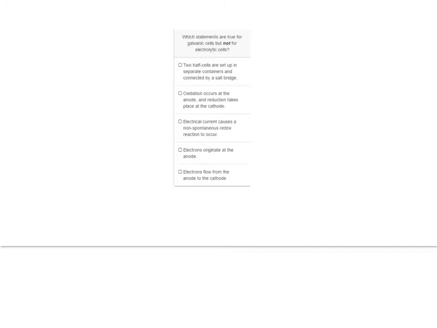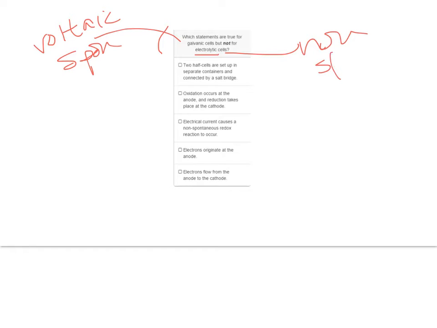This question is comparing galvanic cells to electrolytic cells. Galvanic cells, also called voltaic cells, are spontaneous cells. So it's comparing the voltaic cell to the electrolytic cell, which are non-spontaneous. And the correct answer is this first one. A voltaic cell contains two half cells. They have to be separated.